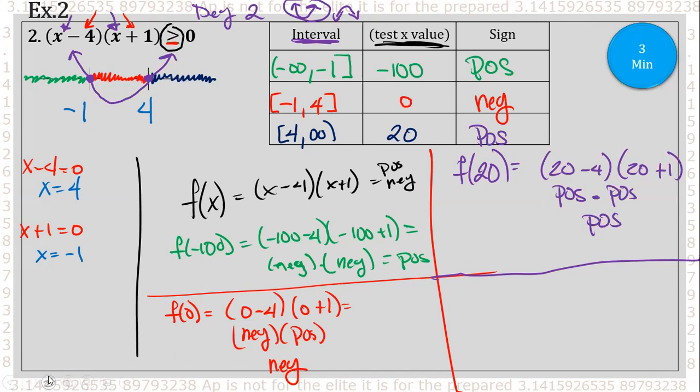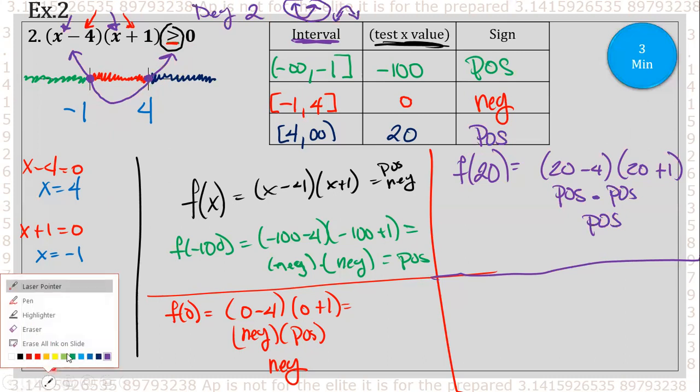That pretty much gave me my picture, and I can see, let me get my laser, that from negative infinity all the way to -1, it's going to be above the x-axis. And from 4 to positive infinity is going to be above the x-axis. And we can see that our chart confirmed that from -1 to 4, it is below the x-axis. So that is pretty much the bigger picture of what we want to know.